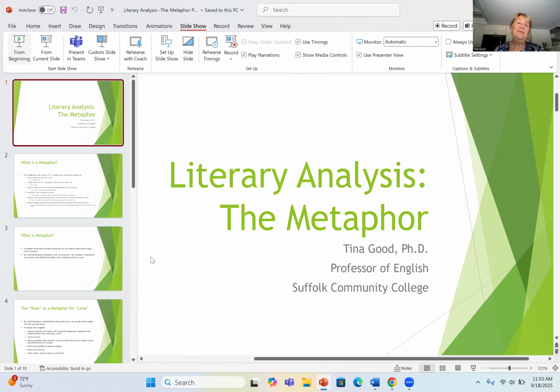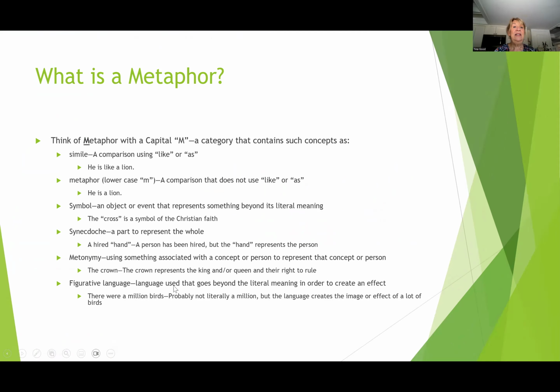Okay, so first of all, let's talk about what we already know about metaphor. Many of you have already been taught about metaphor versus simile. And that is this idea that simile is something that you compare something else to with the words like and as. So you might say, he was like a lion. And then metaphor would just be you take out the like or as, and you would say he is a lion. But the implied comparison is still there.